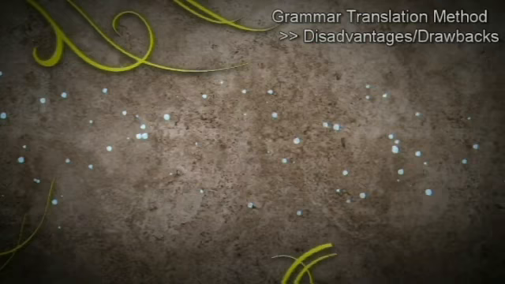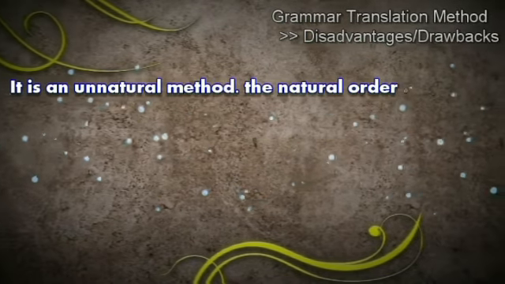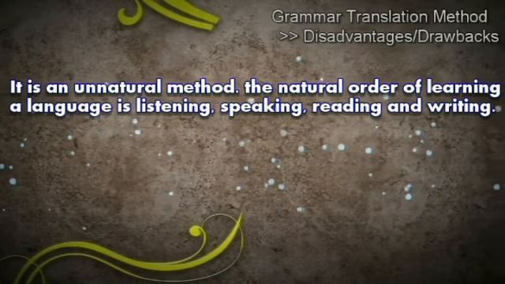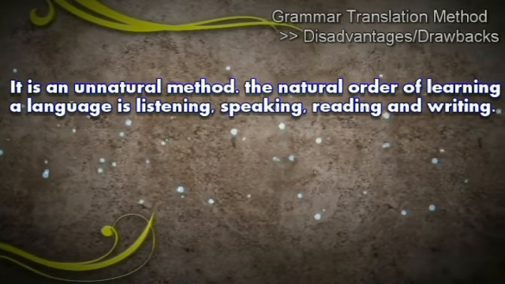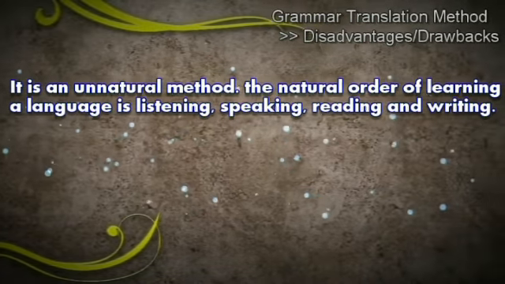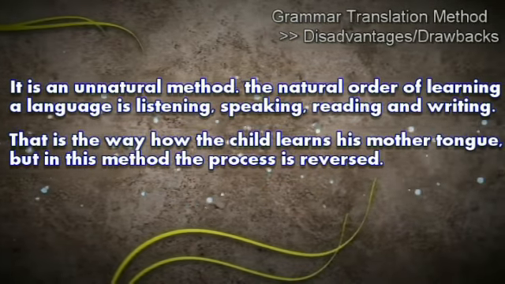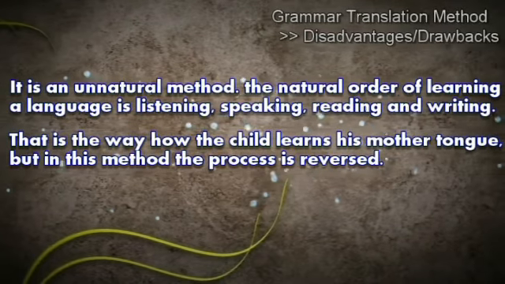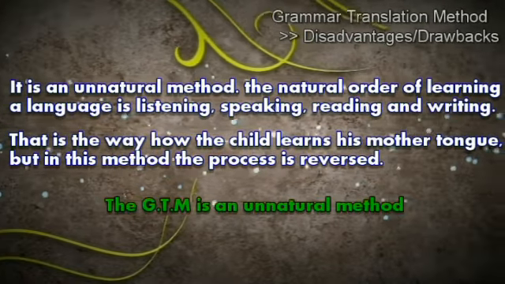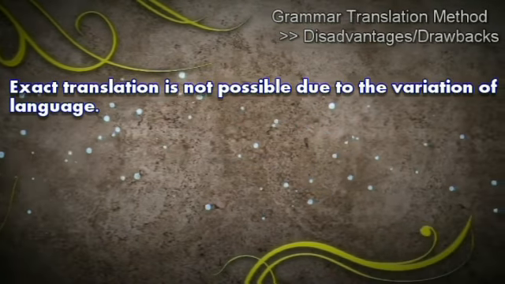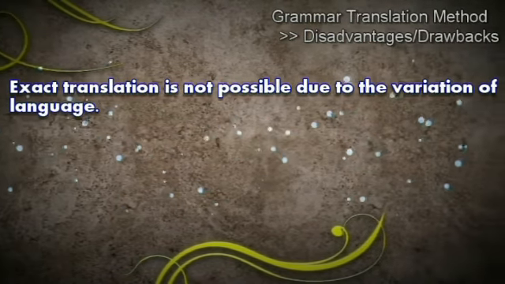Disadvantages. This method is unnatural because the natural order of learning a language is listening, speaking, reading, and writing. That's the way a child learns his mother tongue. But in this method, the process is somehow reversed. Exact translation is not possible due to the variation of language.